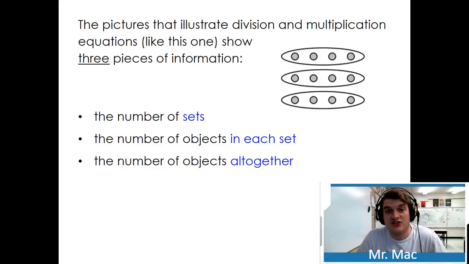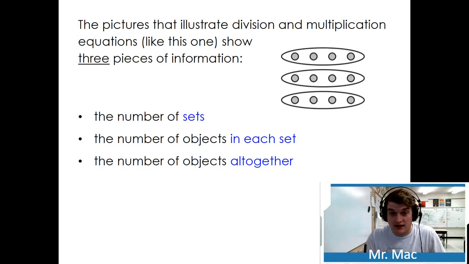We've made it to our last bonus math lesson this week. It's on word problems, particularly word problems that include multiplying or dividing. Let's get into it. The pictures that illustrate division and multiplication equations, like this one, show three pieces of information.